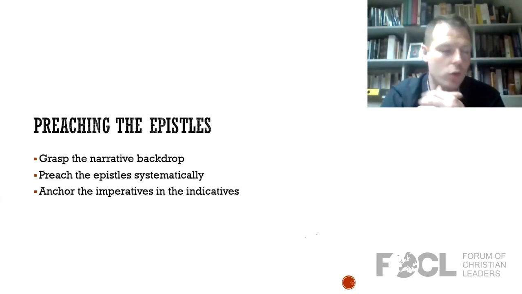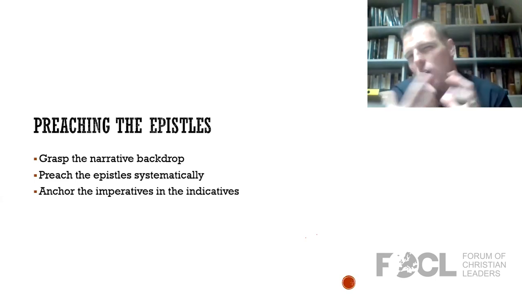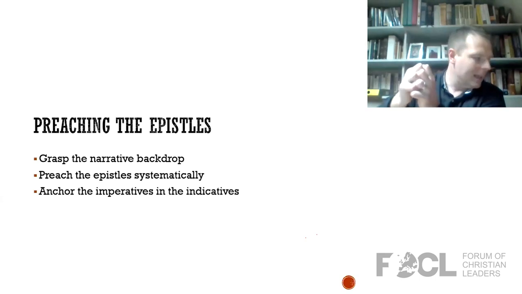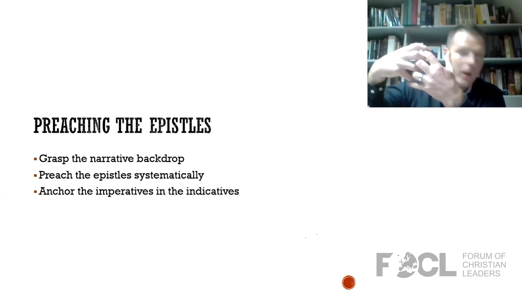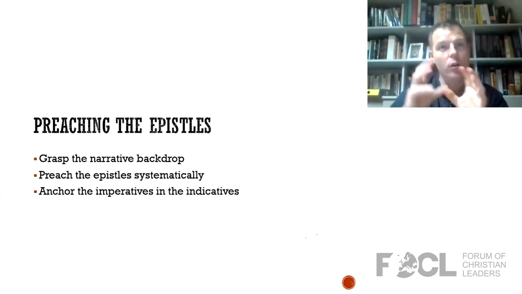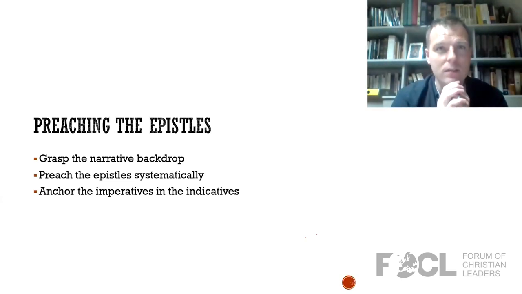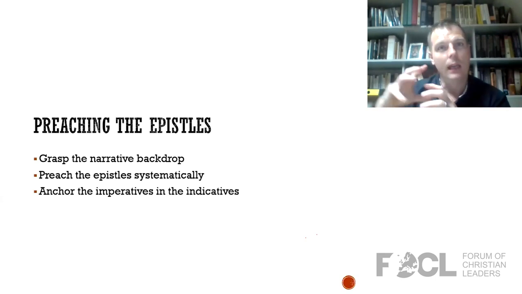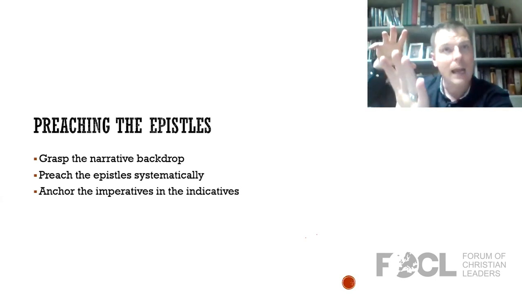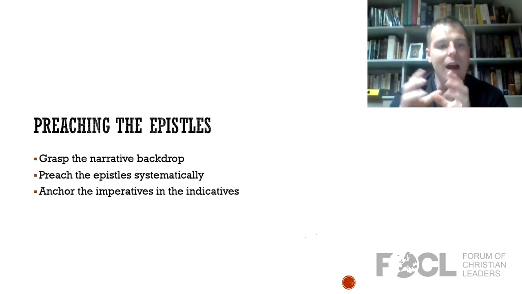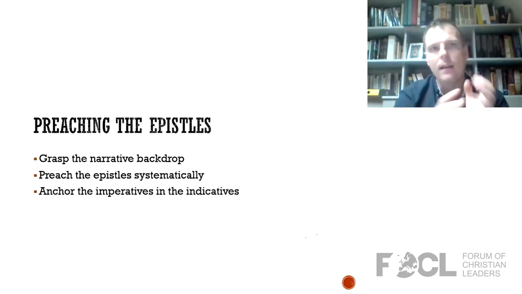The same is true of Romans. And then there's other epistles where it's a bit more interspersed, okay? Where you have gospel leading to application. In Corinthians, it seems to take that form. He reminds us of the gospel and he applies it to a specific context. So we want to make sure that we are anchoring the imperatives in the indicatives.